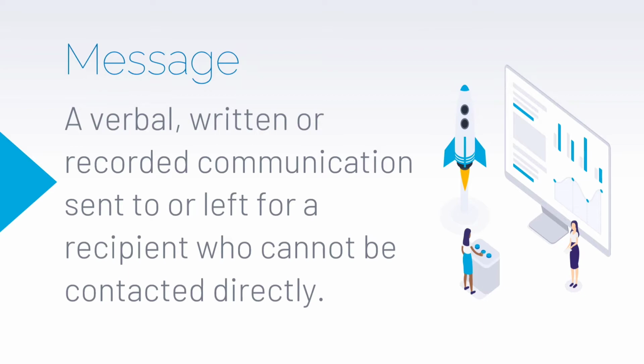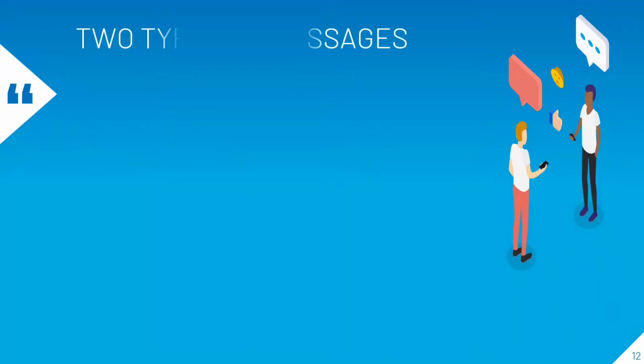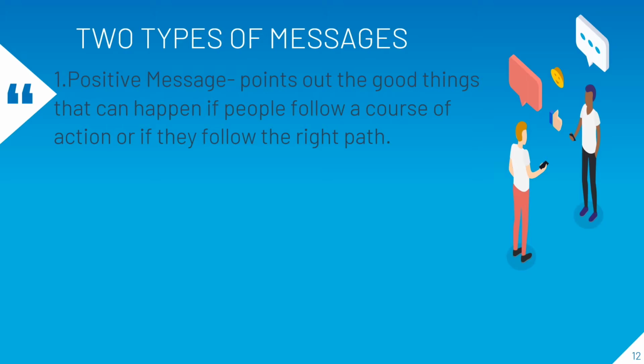Message. Message is defined as a verbal, written, or recorded communication sent to or left for a recipient who cannot be contacted directly. There are two types of messages. First, we have positive message. It points out the good things that can happen if people follow a course of action or if they follow the right path. Example.